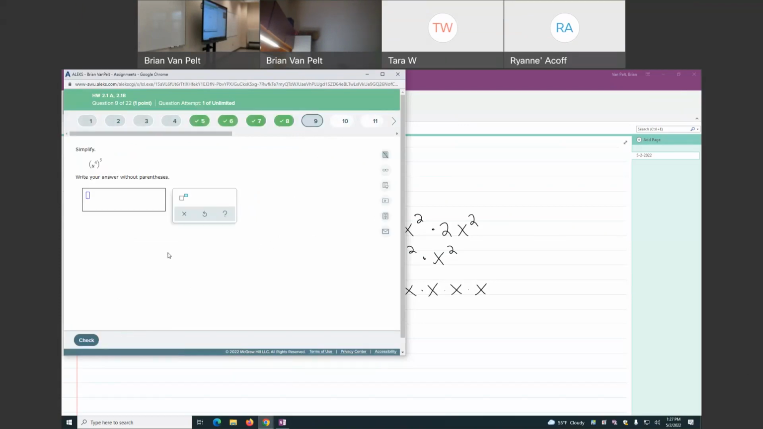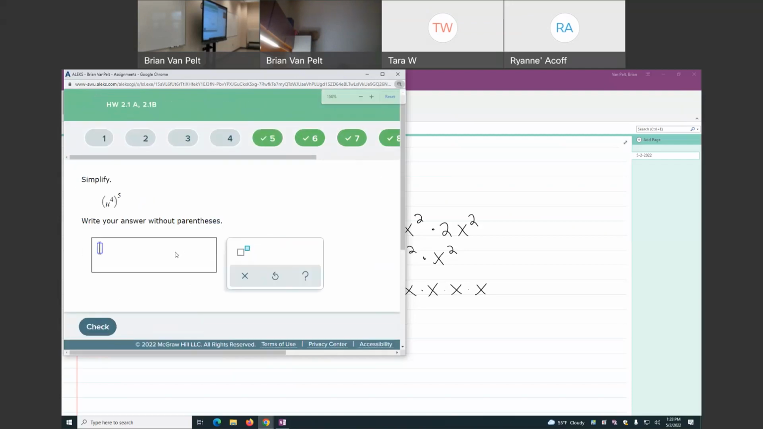What's this? Do you guys know this? You should know this one right off the top of your head. No, you don't add those exponents. When you take a power to a power, you multiply. That is u to the 20th power. Remember, you multiply those exponents. So does everybody understand? I did 4 times 5 to get this 20. You guys good?